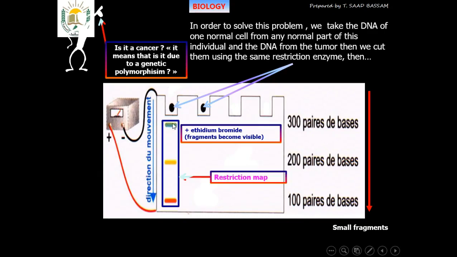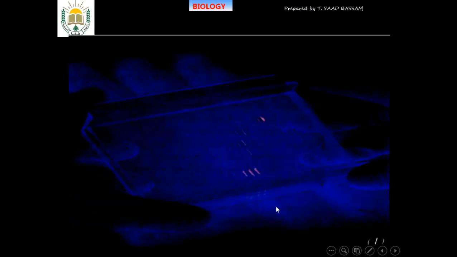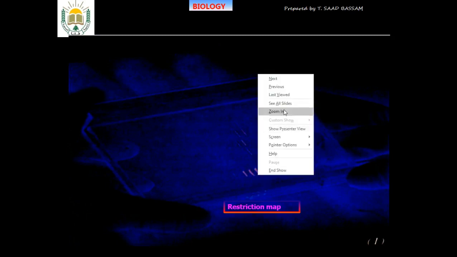Okay, look at this. This is called a restriction map, the restriction map of the individual. This represents the visualization. It means we let the fragments become visible using ethidium bromide and ultraviolet radiation. Look at the fragments. Here are the restriction fragments. We can count them. So as you see, this is the restriction map. Yes, we can see it under ultraviolet radiation once we add ethidium bromide.